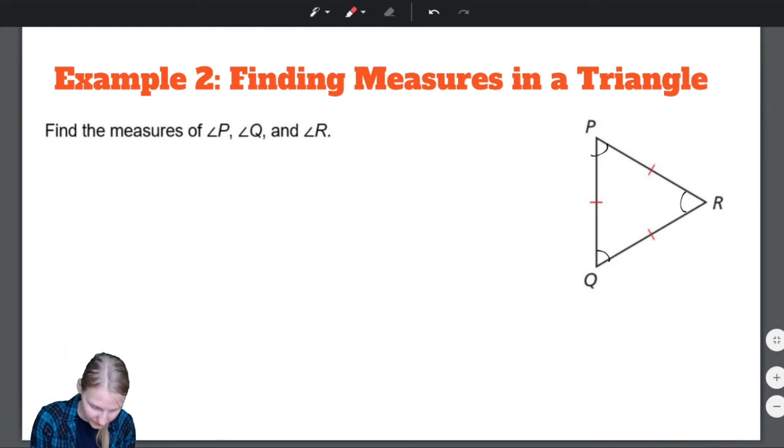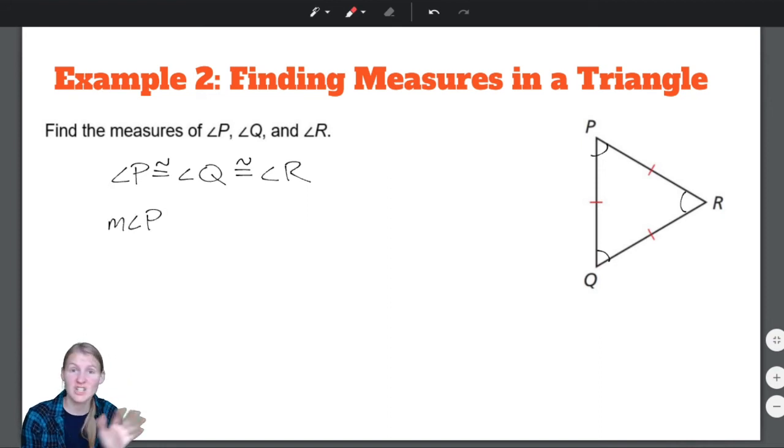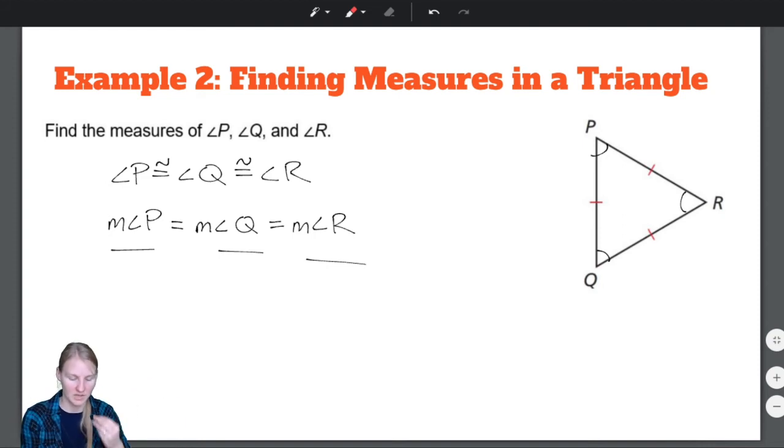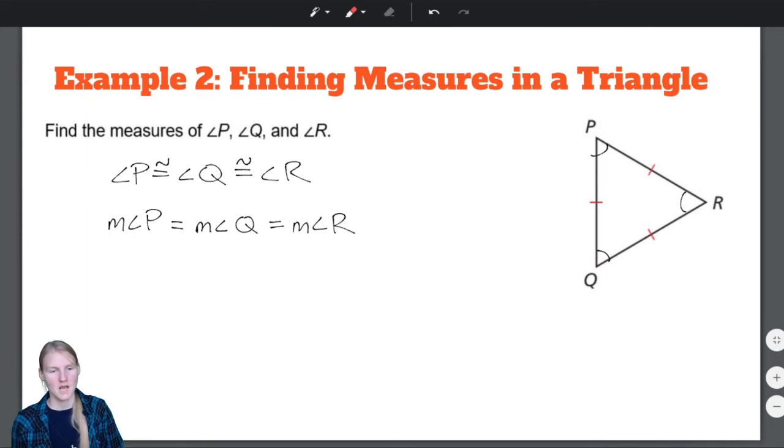So this means that angle P is congruent to angle Q, which is congruent to angle R, which means that the measure of angle P, however many degrees angle P is, needs to be equal to however many degrees there are in Q, which needs to be equal to the number of degrees in R. So the measure of angle P needs to be the same as the measure of angle Q, which needs to be the same as the measure of angle R. Now, we still need to find the measure. What is angle P? What is angle R?